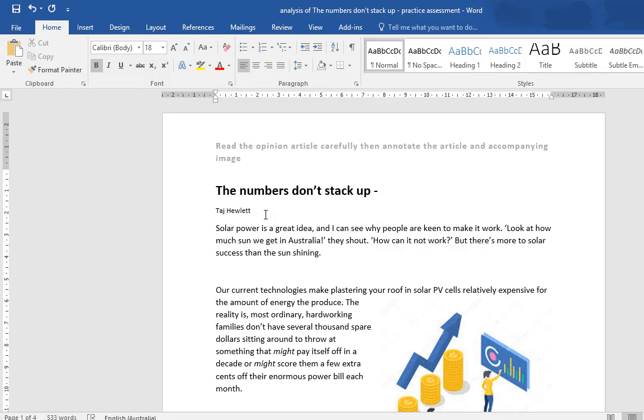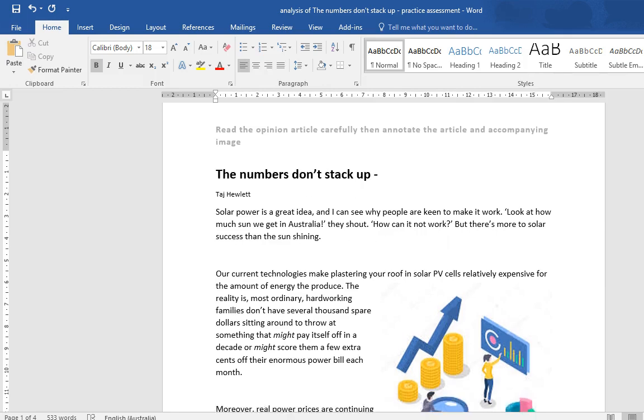The Numbers Don't Stack Up by Taj Hewlett. Solar power is a great idea, and I can see why people are keen to make it work. Look at how much sun we get in Australia, they shout. How can it not work? But there's more to solar success than the sun shining.